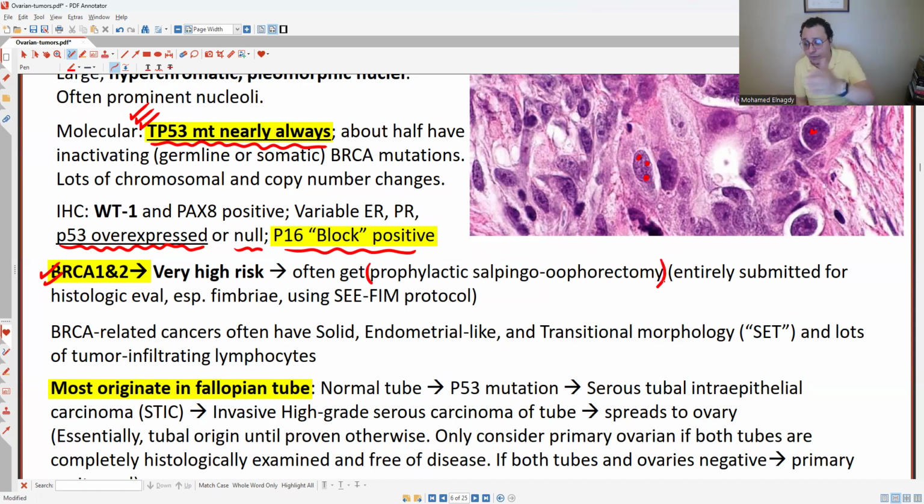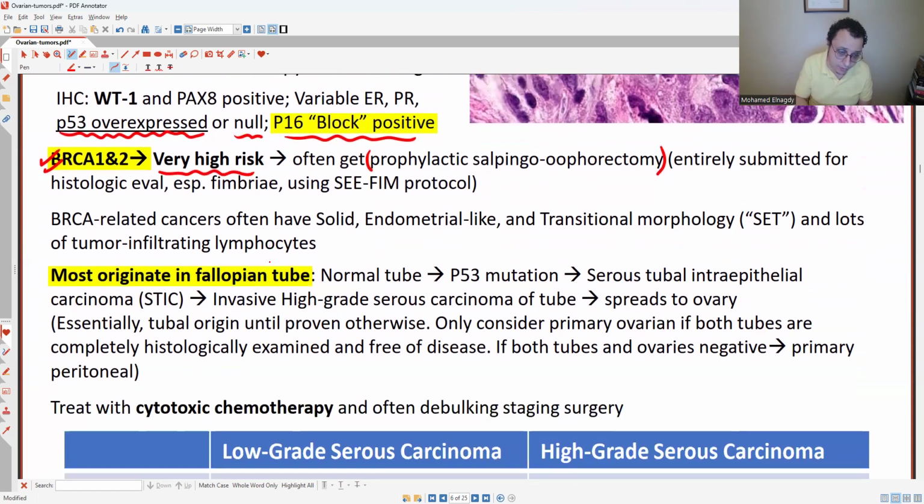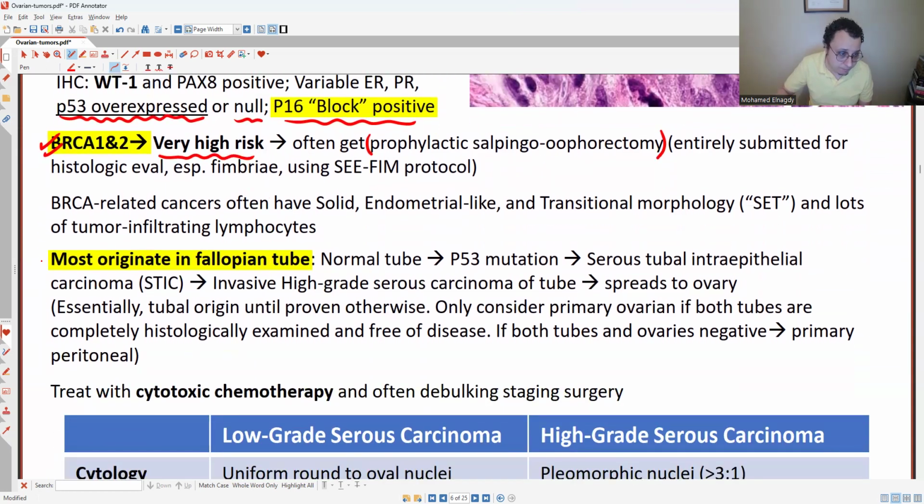salpingo-oophorectomy. So you need to remove the fallopian tubes and the ovary, and you need to remove also the breast. So these are the BRCA mutation or BRCA 1 and 2. Very high risk of high-grade serous carcinoma. This is just for the sake of tumor boards and for the sake of clinical practice. It's not really for the boards, however, as long as I highlighted it, this means that you need to remember it.